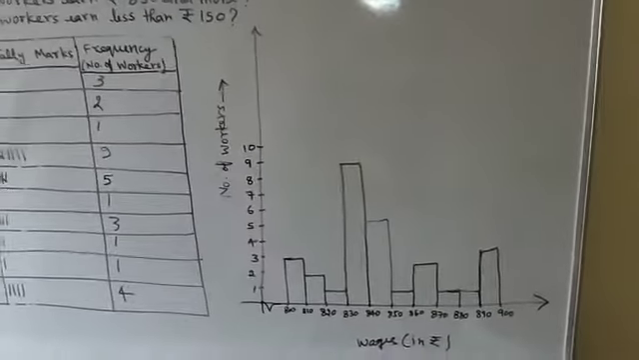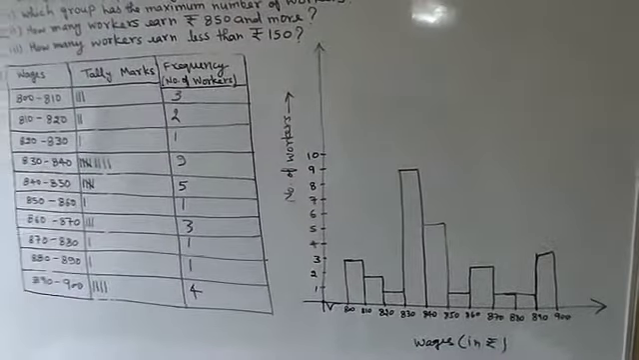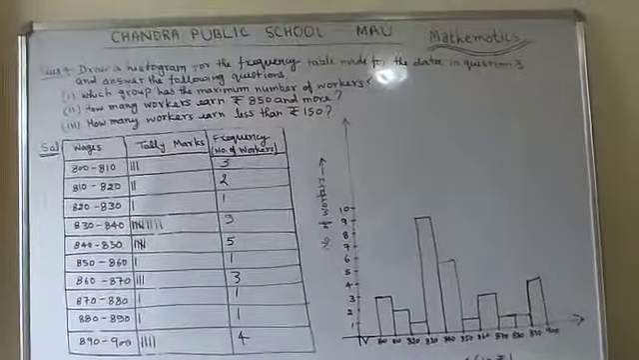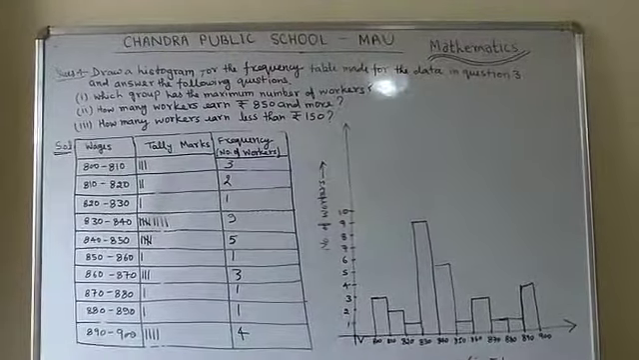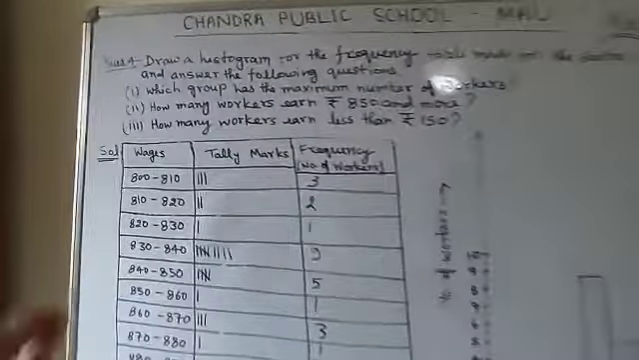So students, this is the histogram for the given group. I had explained that the difference between a bar graph and a histogram is that in a histogram you draw for the group frequency.